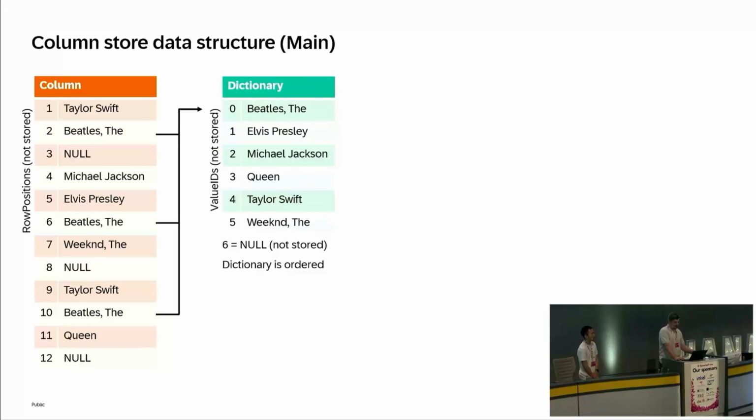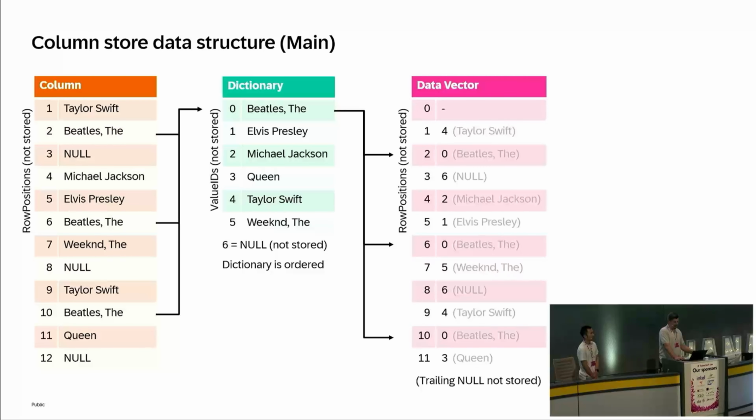Then all the distinct values go to the dictionary. And as you can see, the dictionary is ordered, and the position in the dictionary is what we call a value ID. So each distinct value gets this value ID. The value ID for the null is the size of the dictionary, but it's not stored here. And then we have the data vector, which contains for each row the value ID that sits in this row. You can also see that trailing nulls are not stored here.